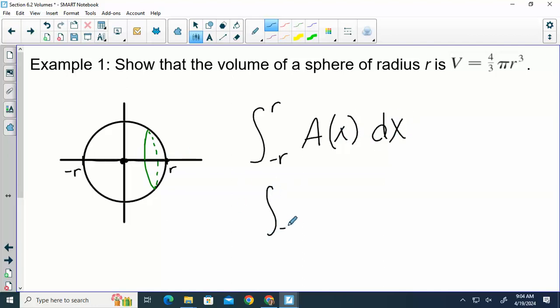So, if the cross section is a circle, how do we find the area of a circle? But we know the radius of this little circle is changing as we go, right? It starts off really small and it's going to get bigger as you get to the edge, and then it's going to start getting smaller again. So we need a formula for that radius. We know it's pi times whatever my radius is squared, and we need to figure out that radius.